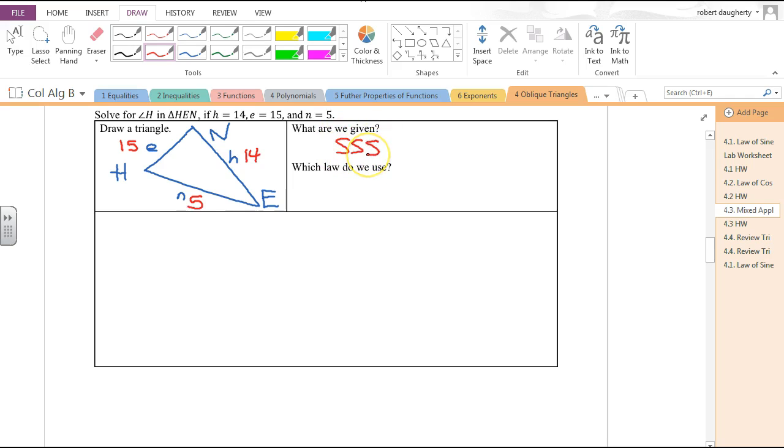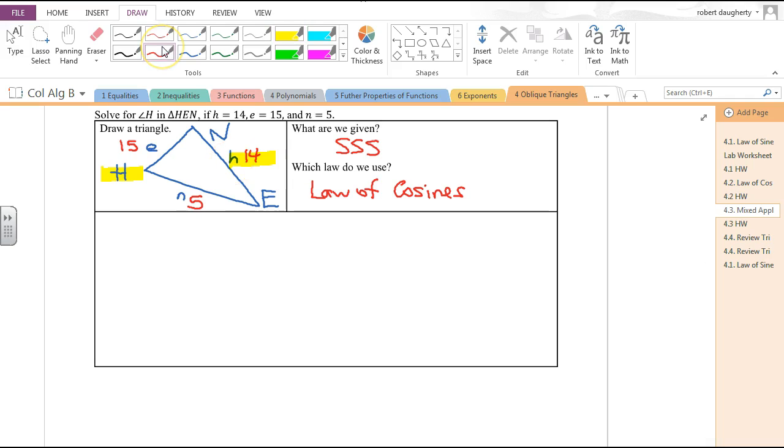What will I have to use to solve this? This is the only thing I can use: law of cosine. So this is the law of cosine. Solve for angle H. If I'm solving for this angle right here, angle H, where's the opposite side? It's right there.